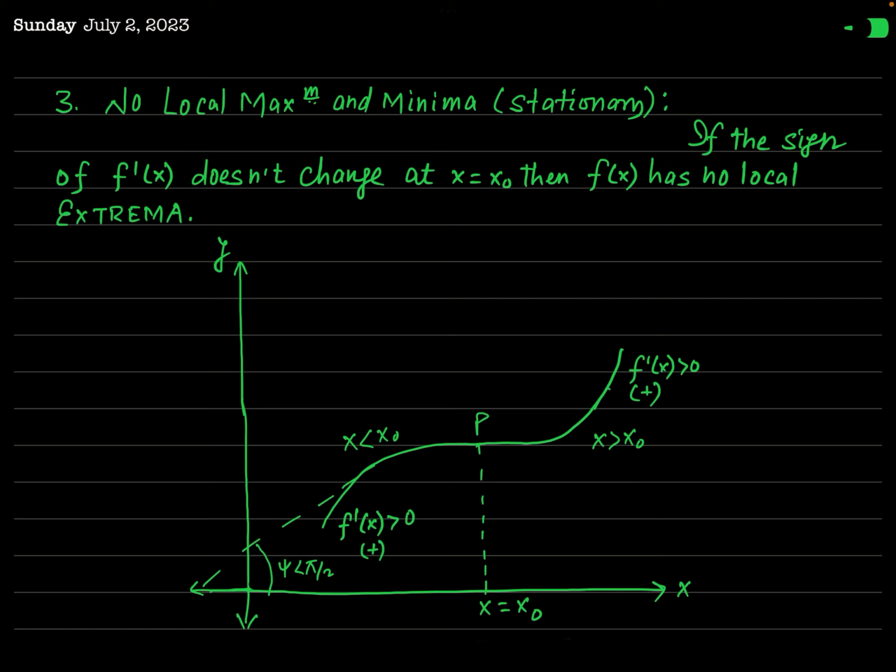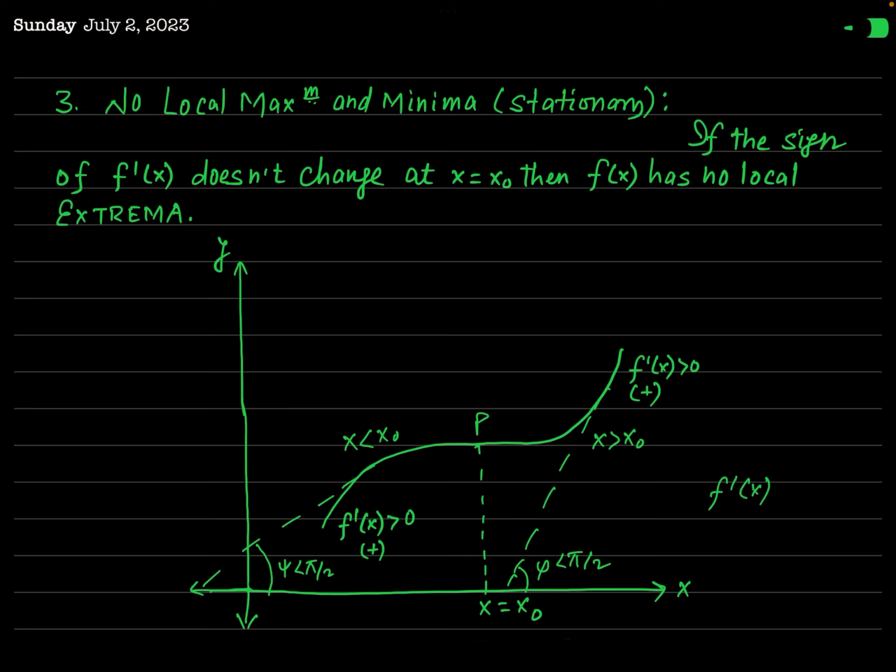And you can also see here when we draw a tangent, this tangent will make an angle phi which is also less than pi by 2. So the slope of this curve after passing through this point P does not change its sign. It means f dash of x on both sides of this point P is positive. In the other situation this may be negative too. It means on both sides the value of f dash x will be negative too.